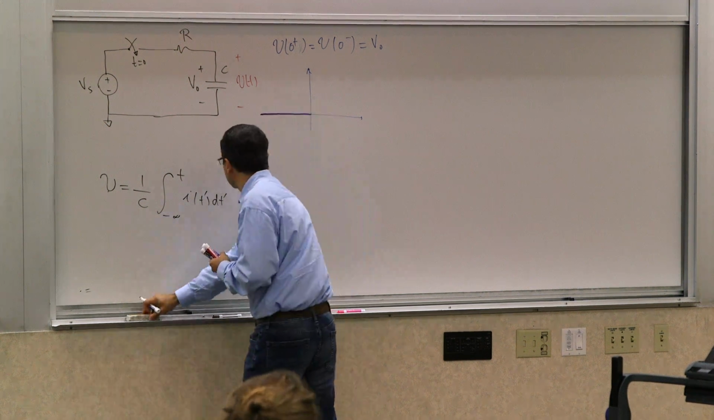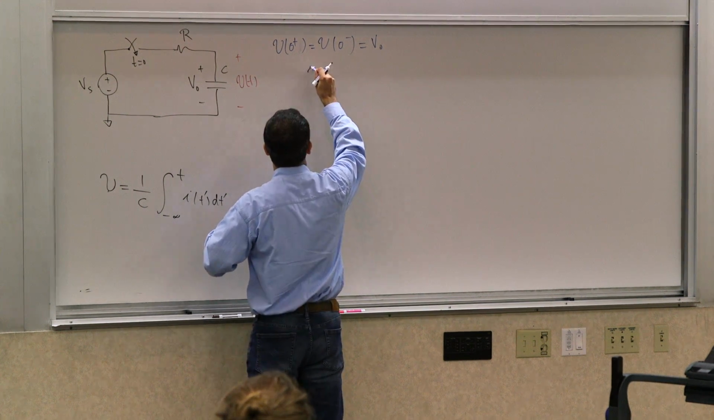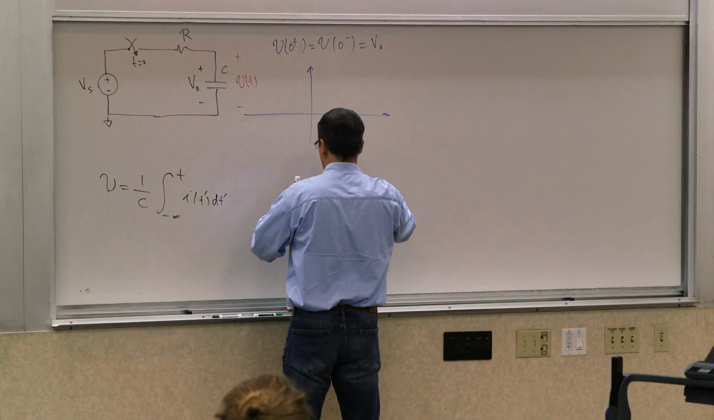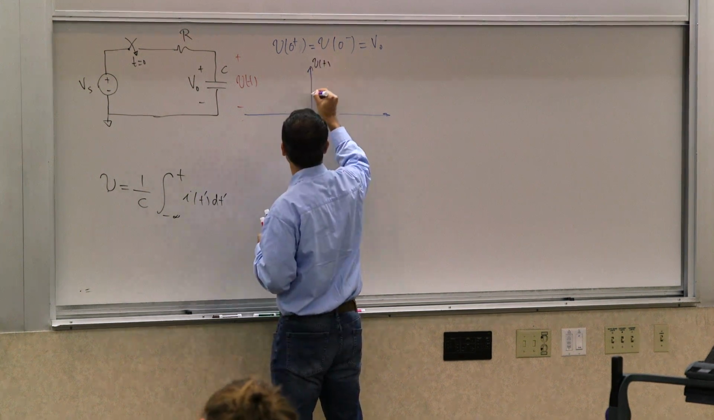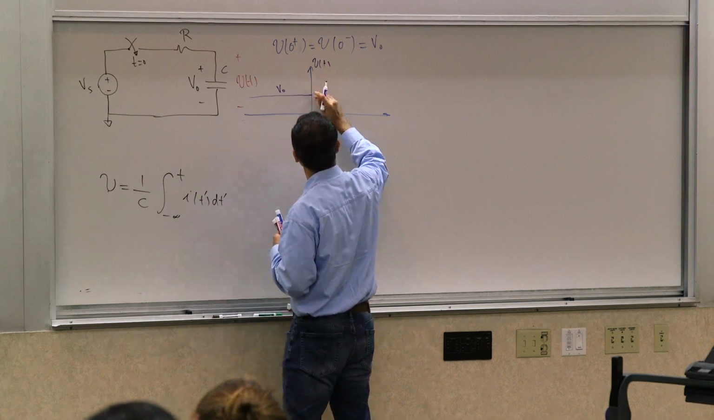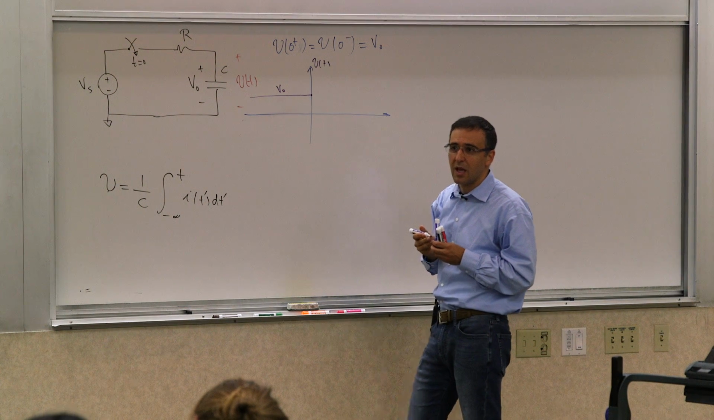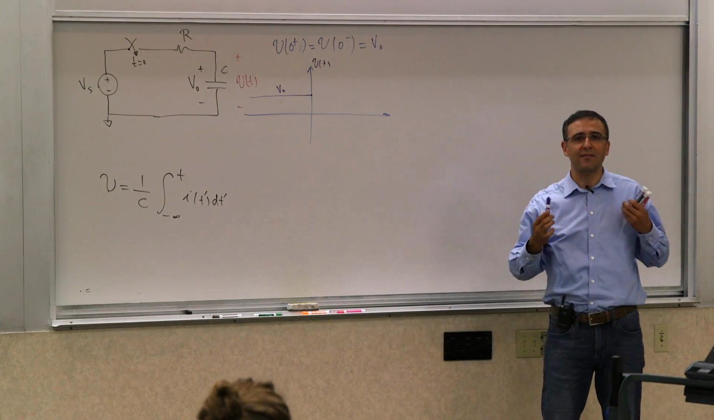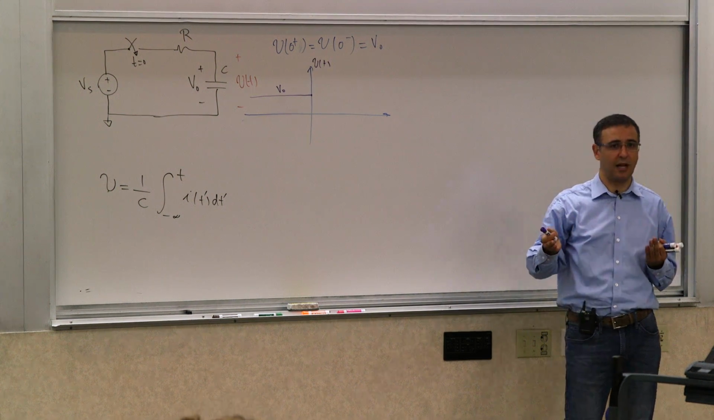So, let me redo this. The voltage, V(t), was V0 before I closed the switch, and then it didn't change. So at 0 minus and 0 plus, it's still the same. So now from 0 plus, I have a circuit that I can solve, right? Nothing is changing in that for now.